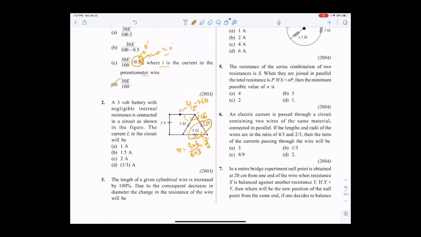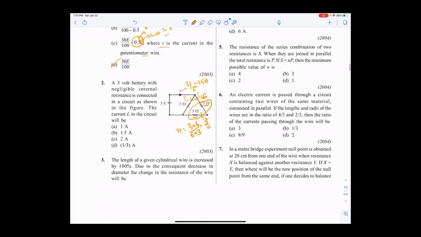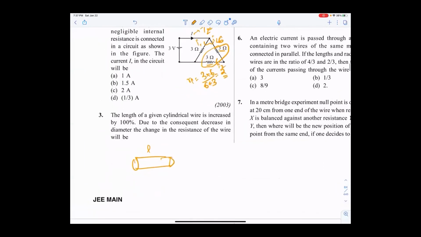The length of a given cylinder wire is increased by 100%. That means there is a length L, a cylinder with area A. Now the length got increased by 100%, which means it became 2L. What will happen to the area, guys? The area will become A by 2 because volume should remain constant. Volume is AL, and here volume is equal to 2L into A dash. So A dash is equal to A by 2. The area becomes half.